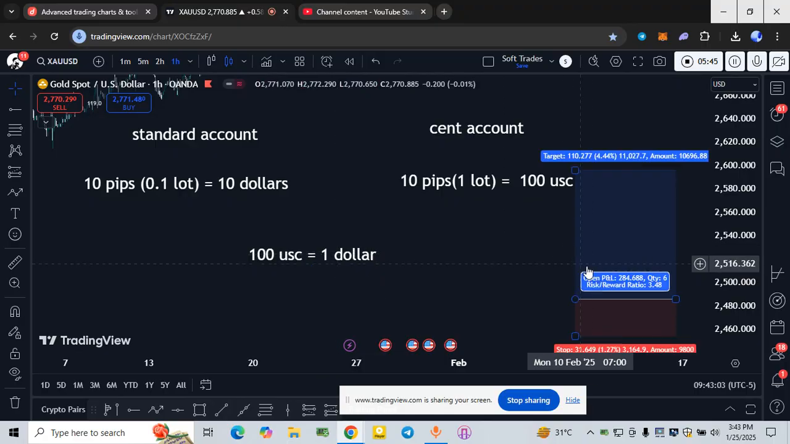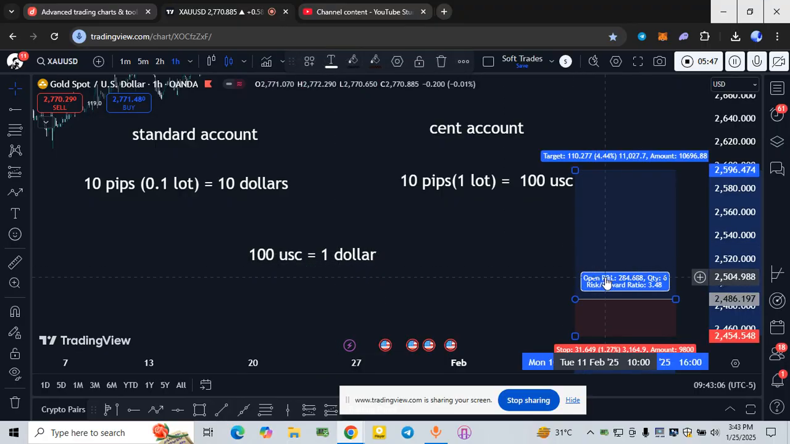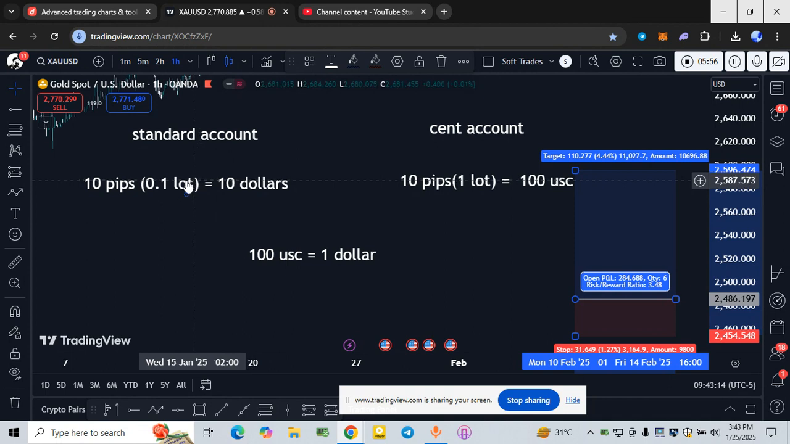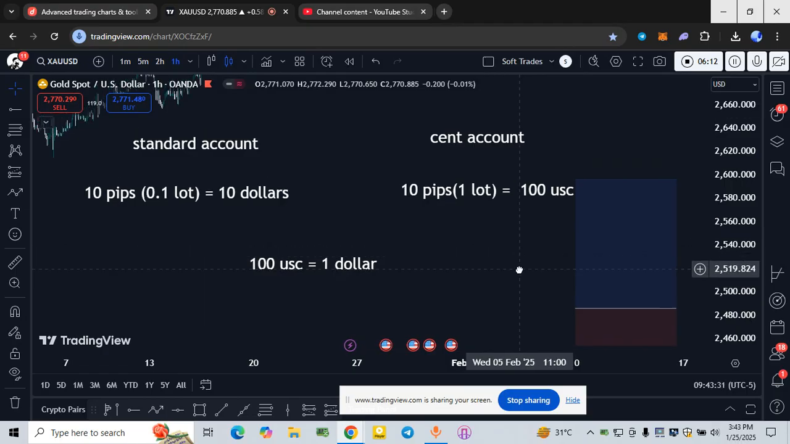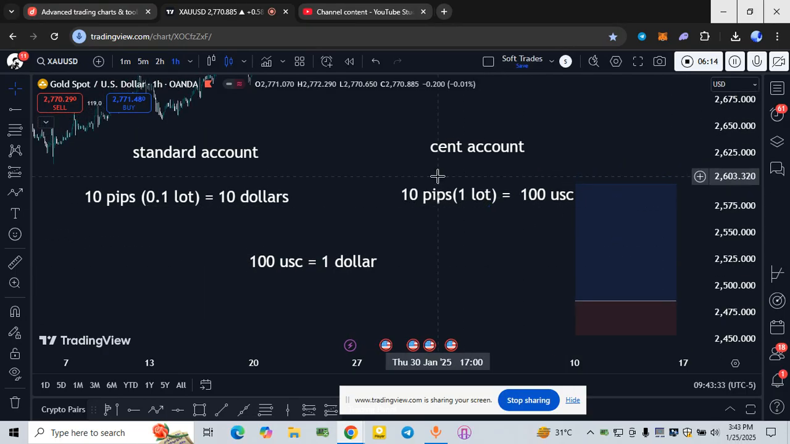$1. So this is what you are risking in this particular trade. But you can't do that with standard accounts if you are using 0.1 lot size. What a cent account does is give you room to actually determine the amount you want to risk in a particular trade, no matter how small the account is. That is just the difference between a standard account and a cent account.